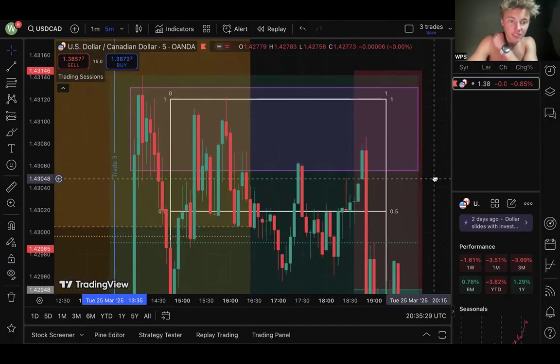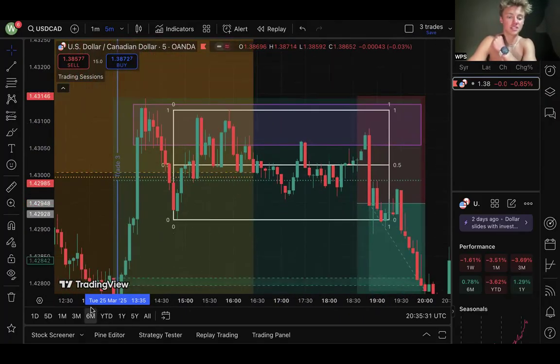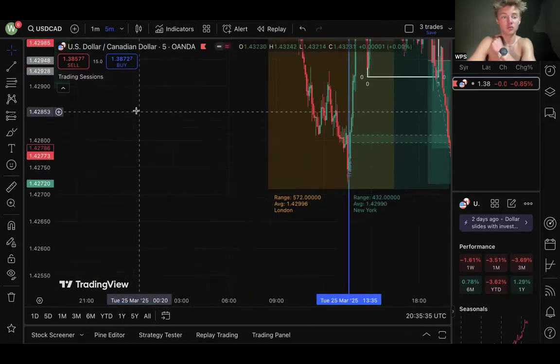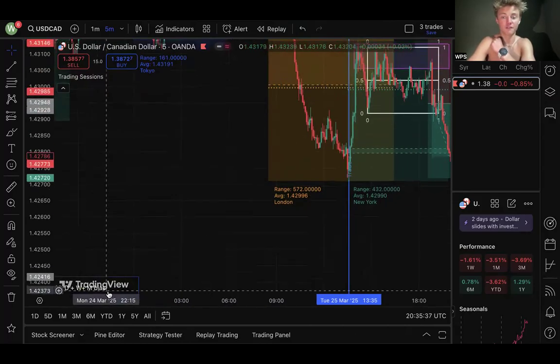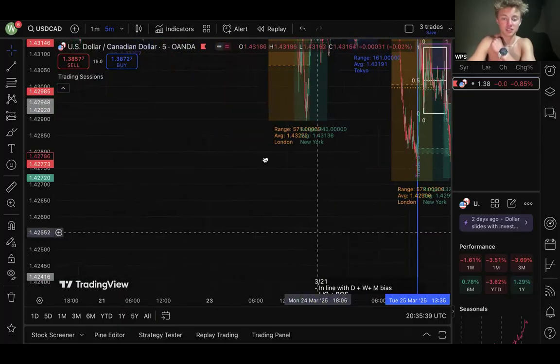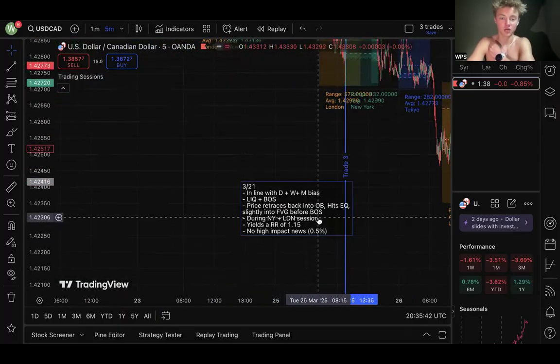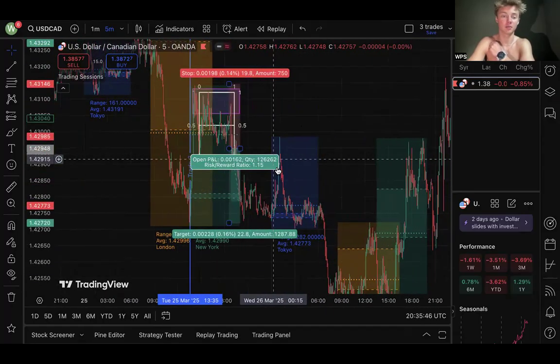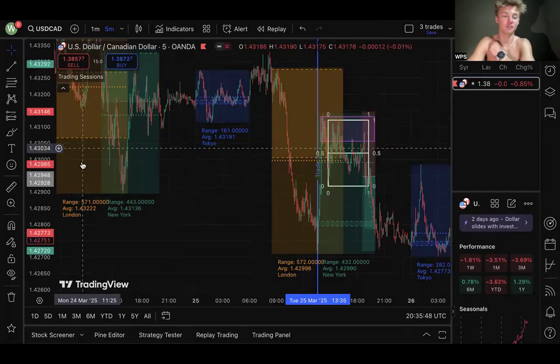The only problem with this is that I do not currently see a perfect fair value gap. I'm certain that I could find one if I went onto the right time frame, but that's the one thing why I probably wouldn't take a 1% trade off of this. I would just take a 0.5% trade.